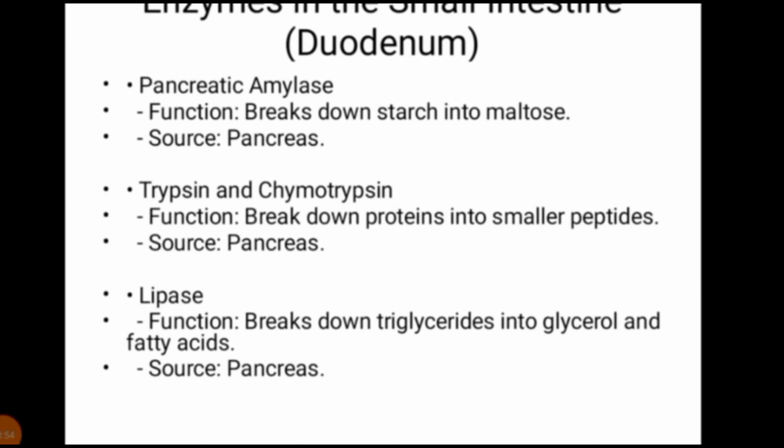So the pancreas releases three different enzymes. The first is the pancreatic amylase, the second is the trypsin and the chymotrypsin, and the third is the lipase. And remember the lipase that is secreted in the pancreas is of two types, which is the pancreatic lipase and the colipase.